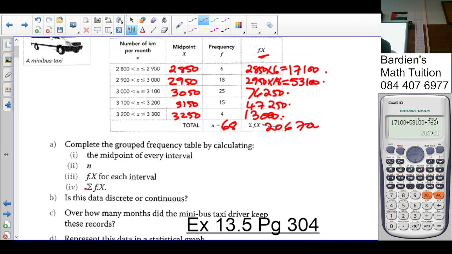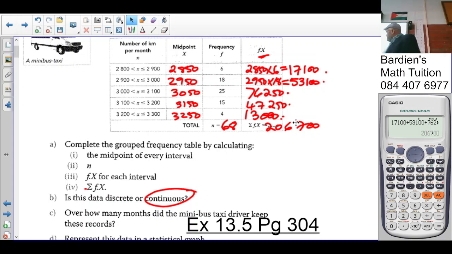Just check if that answer is correct. Yes? Is this data discrete or continuous? Why is it continuous? Measured. It's not counted, not so? Look at the next question.